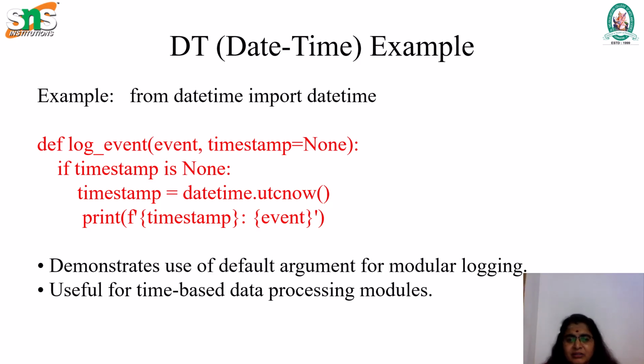Next, print timestamp, event. So I am printing the timestamp available now and the event I used now. The points here demonstrate the use of default arguments for modular logging, because the default arguments are the event and timestamp. This is useful for time-based data processing modules.